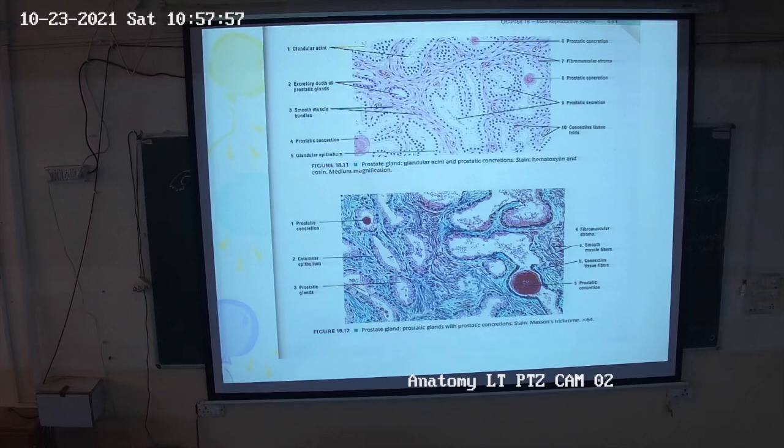Then there is calcification which is present in the central part of this glandular tissue, now this is also star mark. Calcification is more common in old age, which is known as corpora amylacea.